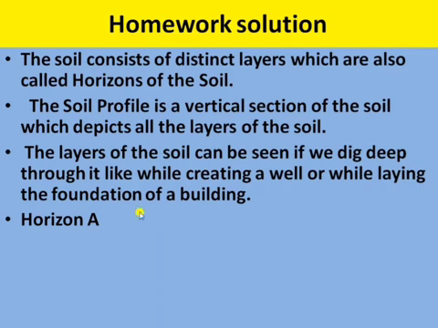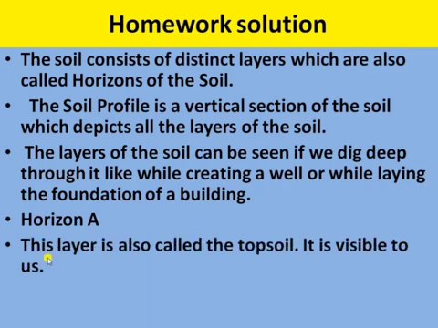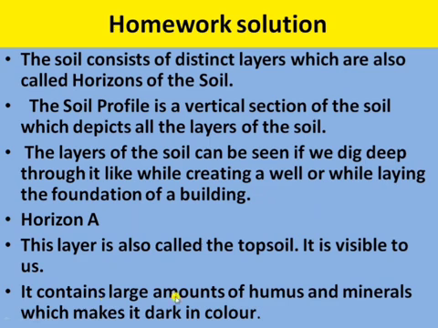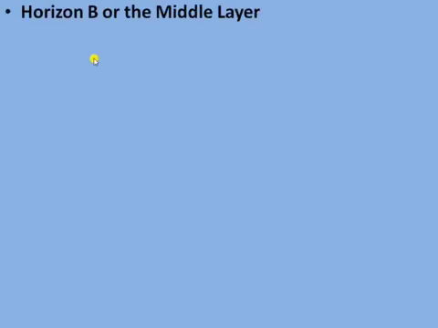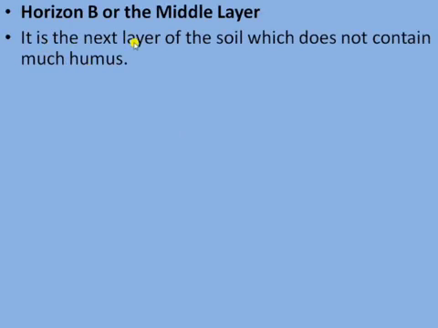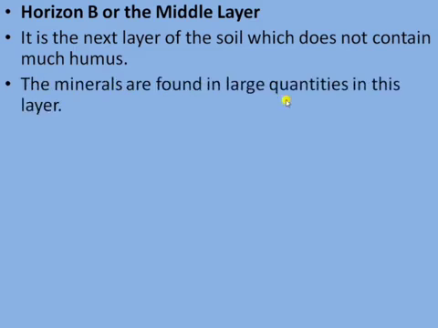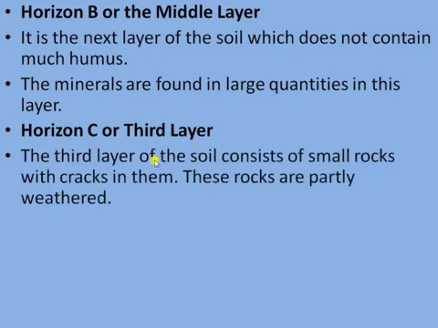The first horizon or first layer is horizon A. This layer is called the topsoil and it is visible to us. It contains large amounts of humus and minerals, which make it darker in color. Next is horizon B, or the middle layer. It is the next layer of the soil, which doesn't contain much humus, but minerals are found in large quantities in this layer. Next is horizon C, or the third layer. The third layer consists of small rocks with cracks in them. These rocks are partially weathered or partially broken down.